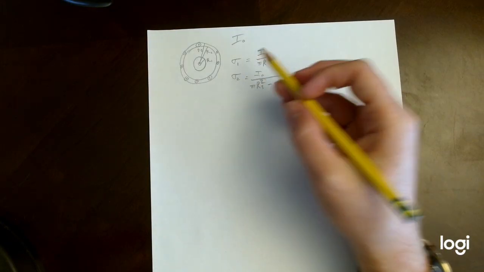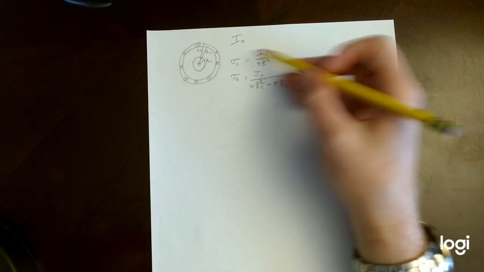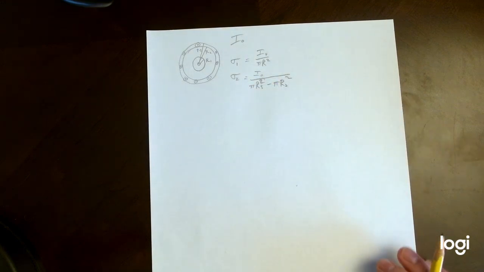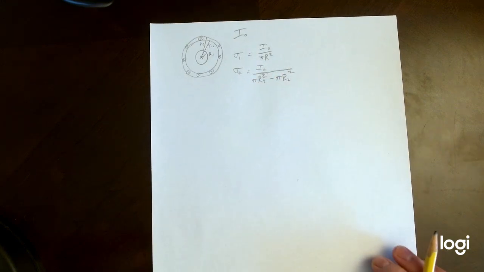So as I do the work to write this out, I'm just going to use sigma 1 and sigma 2 until it comes time to write in a final answer, and then we could plug in to get it in terms of I naught and R1, R2, R3.